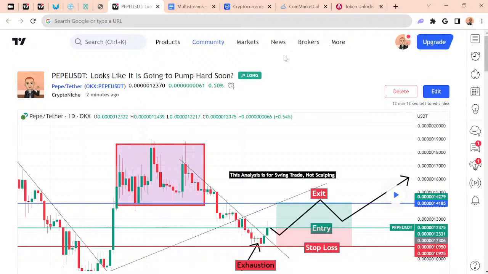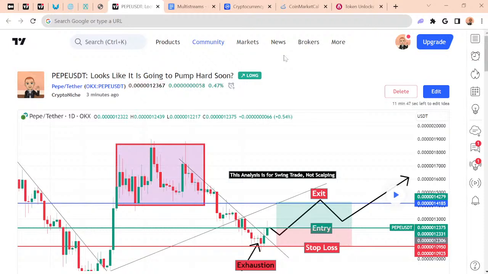All right, so guys, tomorrow we have a look at LINK USDT. We look at the ecosystem, have a look at the LINK and see if you can actually make sense out of that.